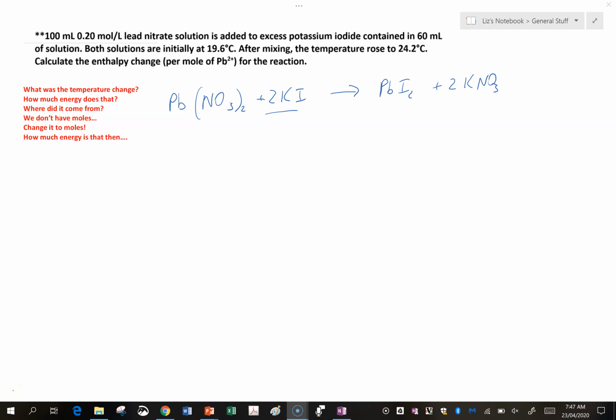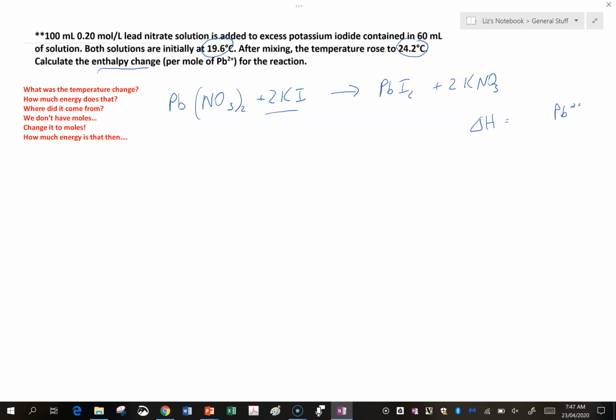Alrighty, in this question we can see that it's asking us to calculate the enthalpy change per mole of lead. So what we're looking for is delta H for the lead. In this reaction we added lead nitrate with potassium iodide. It was 100 mils of this and 60 mils of this, and we had a temperature change of 19.6 to 24.2 degrees. That means the reaction was exothermic, it released energy and it felt hot to the touch.